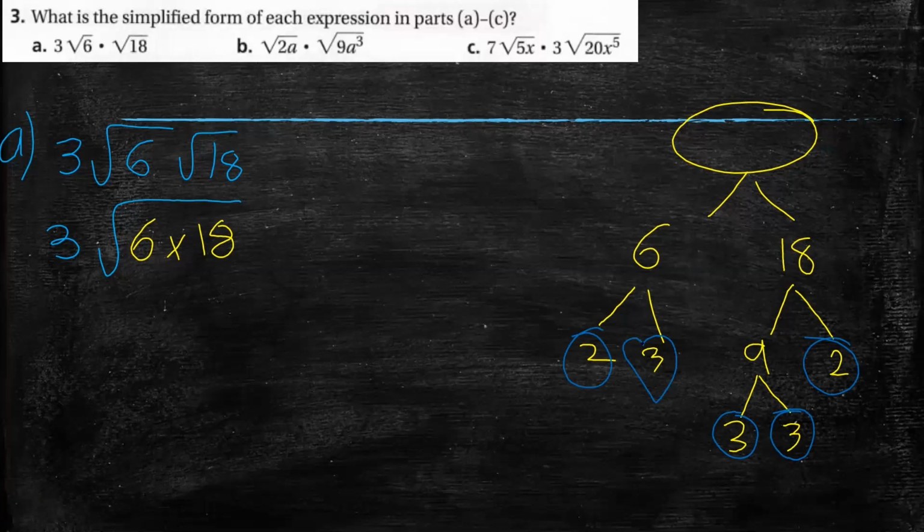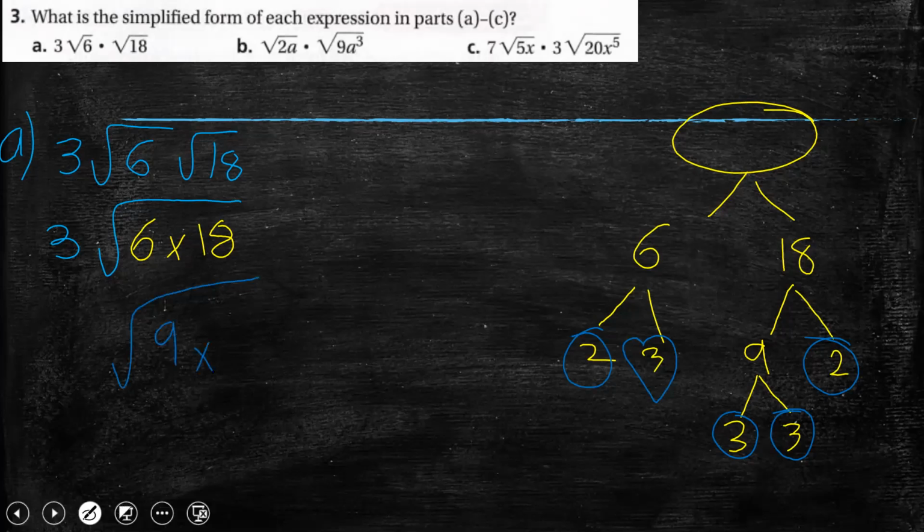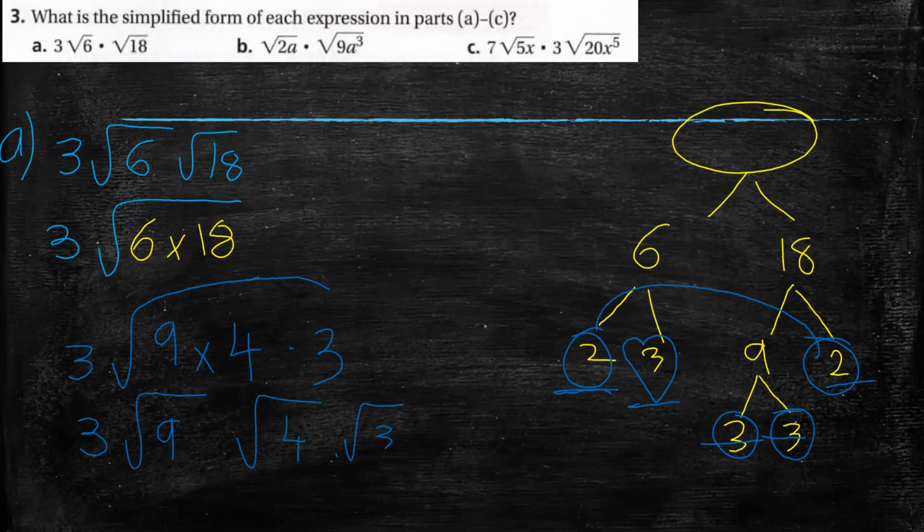Now, 3 multiplied by 3 is 9. And 2 and 2 is 4. And 3. As you see, I get the branches, so I can say I get the fruits, the last number. Then after that, let's say it's square root of 9 times square root of 4 times square root of 3.